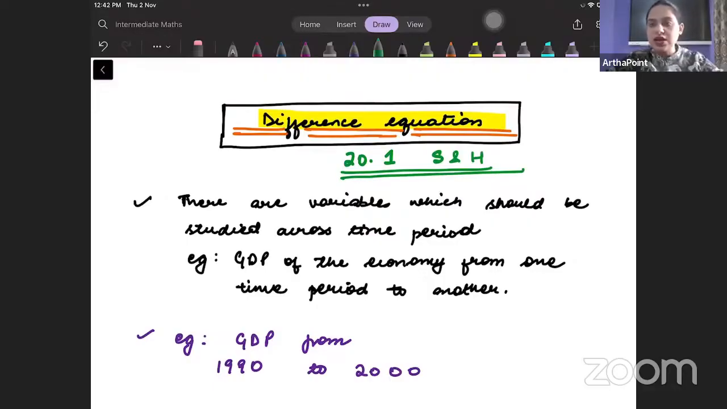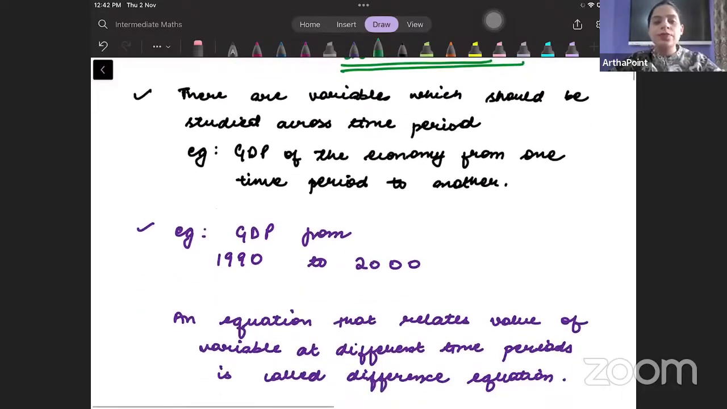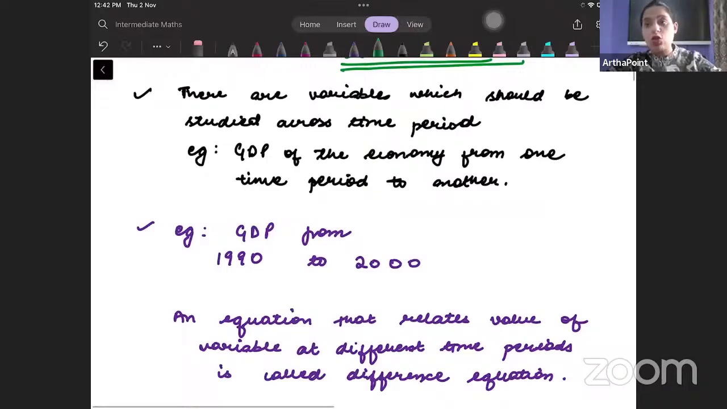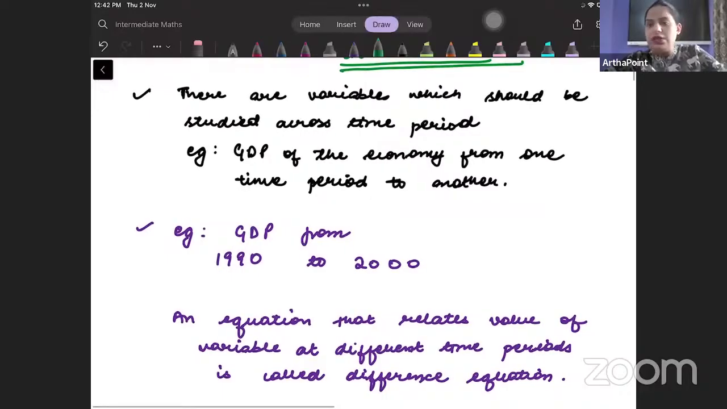Let us try to understand what a difference equation is. There are variables which should be studied over time, like, for example, the GDP of the economy. It is studied from one time period to another. For example, the wealth of an individual. It is studied from one time period to another. For example, the income of an individual. Income is a flow concept, but wealth is a stock concept. So wealth is studied from one point to another. How much is my increase in the wealth?